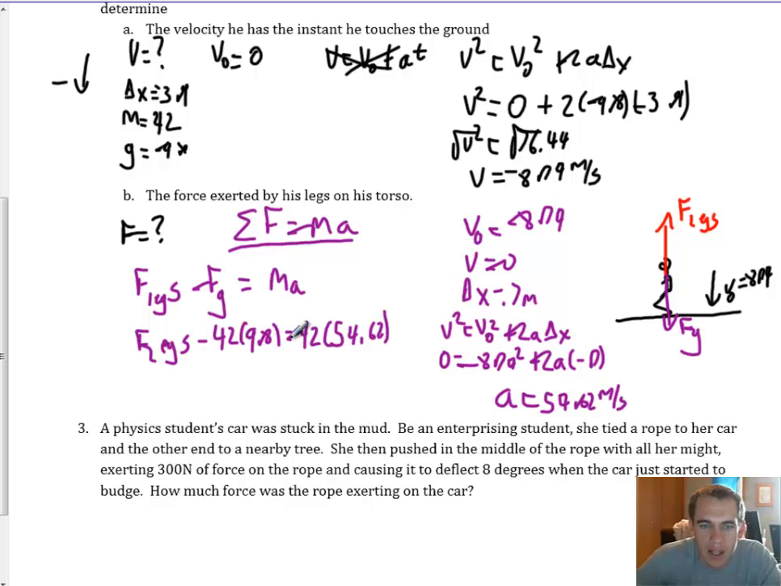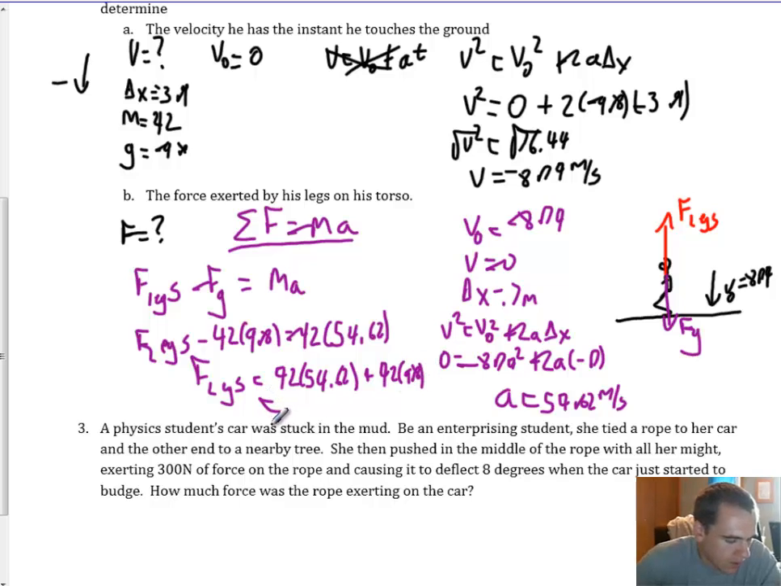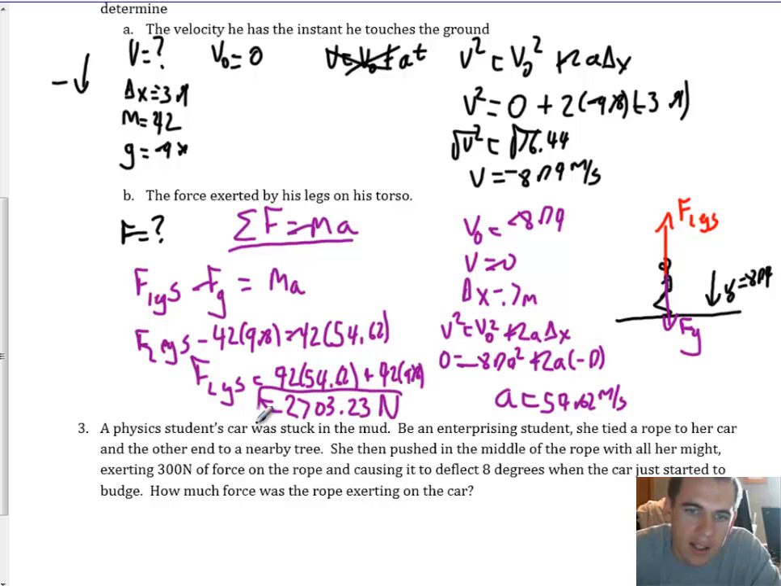We're going to add that over to the other side, and we're going to get the force from his legs is equal to 42 times 54.62 plus 42 times 9.8, which equals 2,703.23 newtons. And that's quite a lot of force.